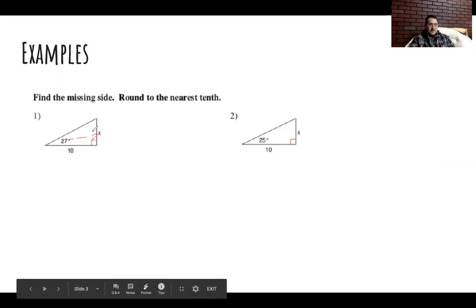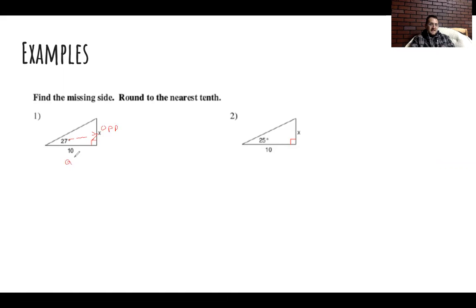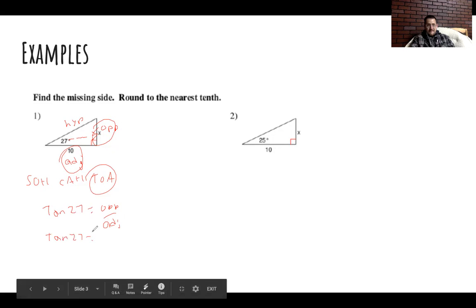Like I said before, we want to have a good labeling of the triangle. That is key. So I have opposite, adjacent, and hypotenuse. And this time I'm going to circle my variable. So I got opposite and adjacent. And that is a TOA problem. So I have tangent of 27 equals the opposite over adjacent. And that's equal to X over 10.